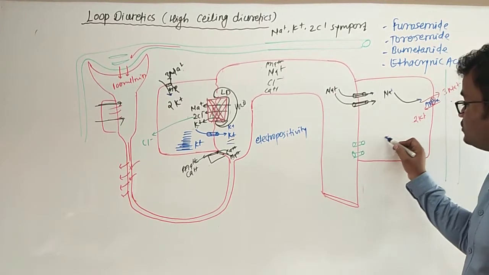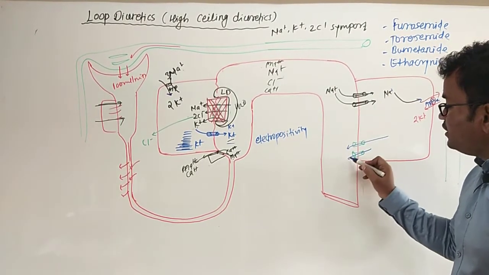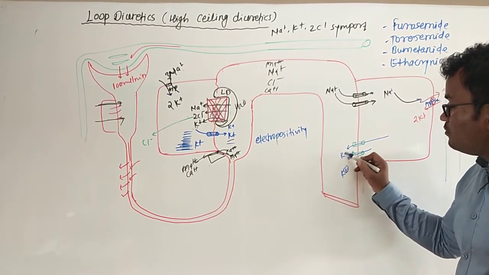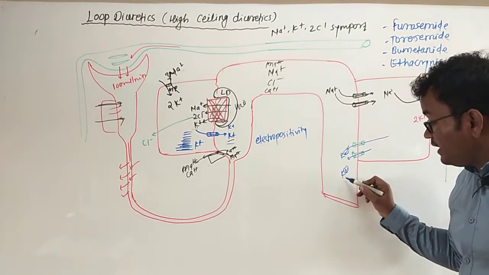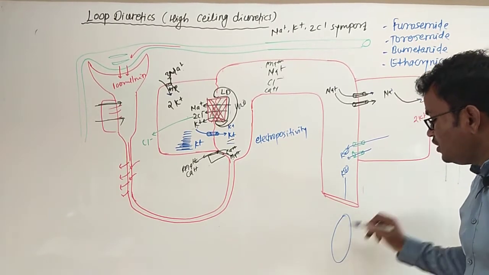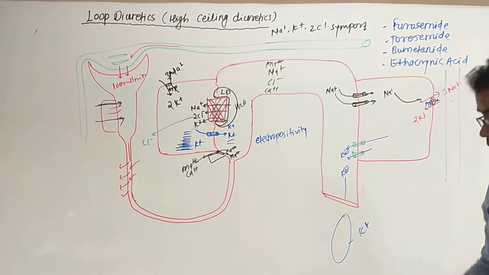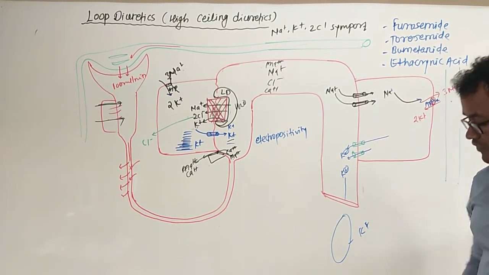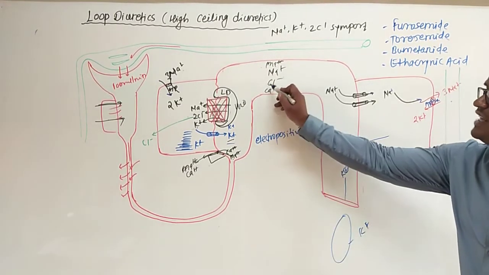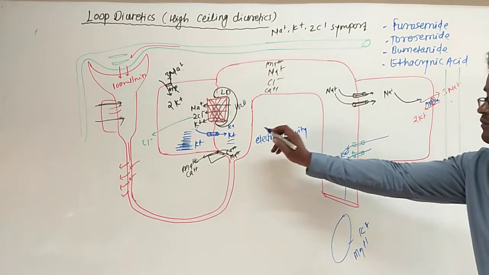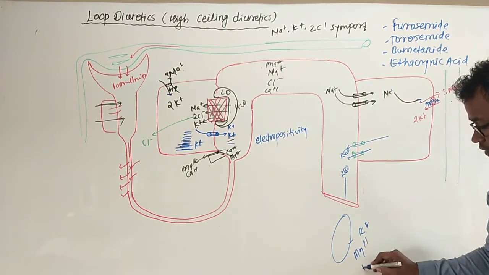So these potassiums leak from the cell into the luminal side, that is, they are transferred into the filtrate, and ultimately pass into the urine. Presence of potassium in urine is the first point. Second point, calcium and magnesium are also present in the urine because of the use of the loop diuretics.